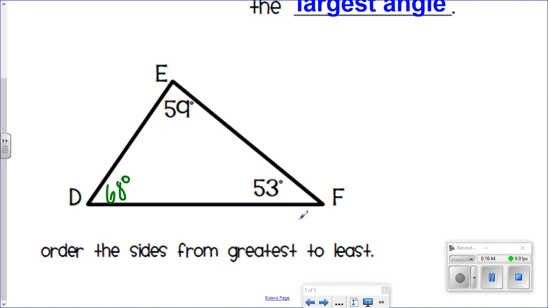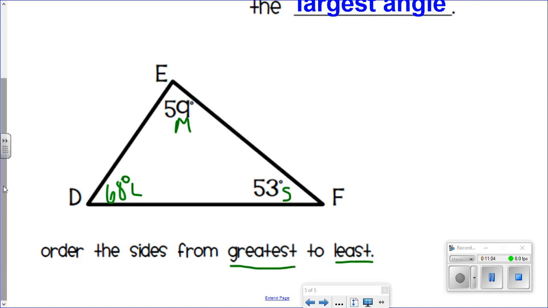So now we can identify the small, medium, large. So 53 is going to be the small. 59 is now the medium. And 68 is the large. So now be careful. We want to order the sides from greatest to least.